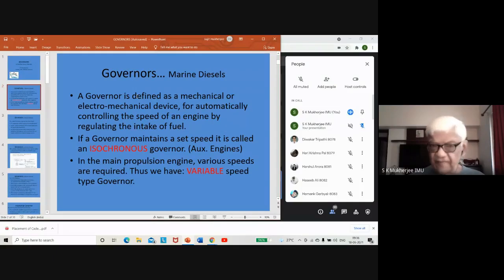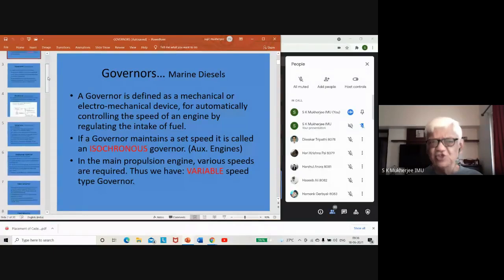In the case of the main engine, you need the RPM of the engine to change, because you sometimes need half ahead, slow ahead, full ahead. So accordingly, the signal given to the governor will allow the governor to regulate the fuel. Okay. So these are the two types of governors we'll be dealing with. And if time permits, a short description of electronic governors also I shall include. Not a very tough issue.